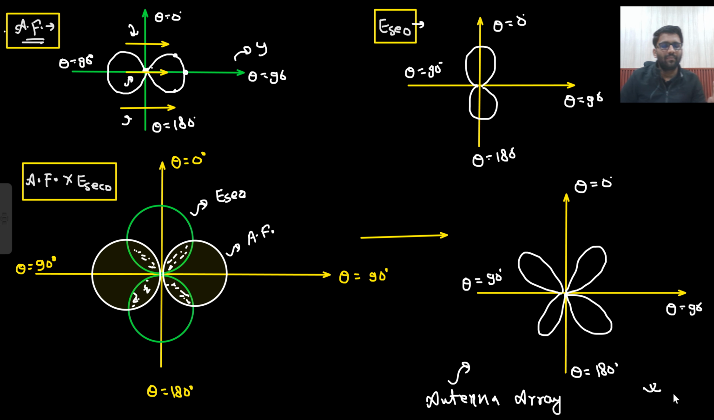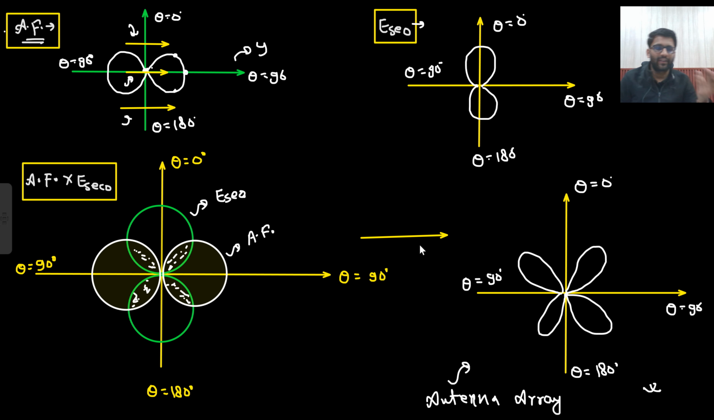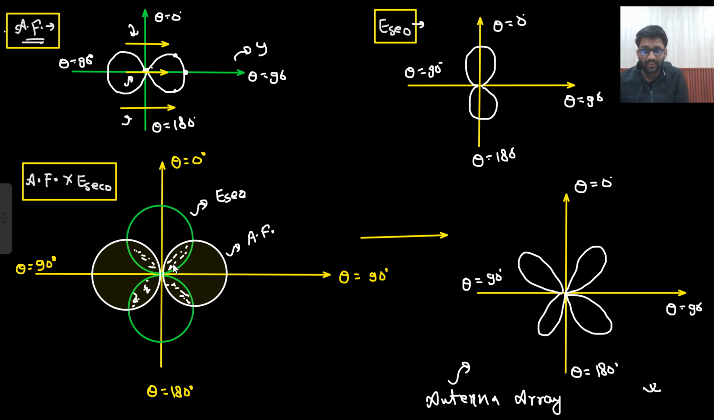But in the examination, most of the times they have asked the radiation pattern of array factor. I don't know why they focus much on this. They focus much on the radiation pattern of array factor, not on the final one. The final one is more interesting, I guess, because this and this you need to multiply as well. So this is how you will be multiplying. Say yes or no. Fine.